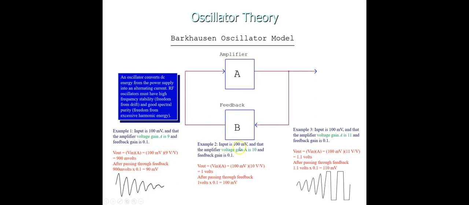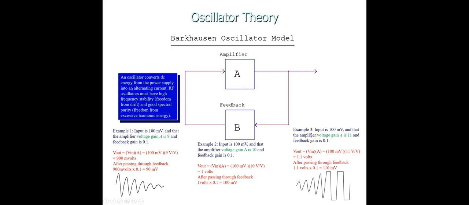Now the second example: input is 100 millivolts, feedback gain is 0.1, and the voltage gain is 10. In that situation, 100 millivolts going in, with a gain of 10, multiplying them we get 1 volt. Now this 1 volt is fed back through the feedback and multiplied with the gain of 0.1, so here we get 100 millivolts. The signal we have obtained here, 100 millivolts, is the same signal which we sent through the amplifier. So 100 millivolts input, and the same we are getting here. So in this example, the oscillations are going to be stable.